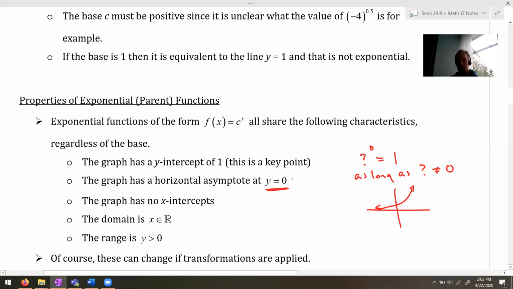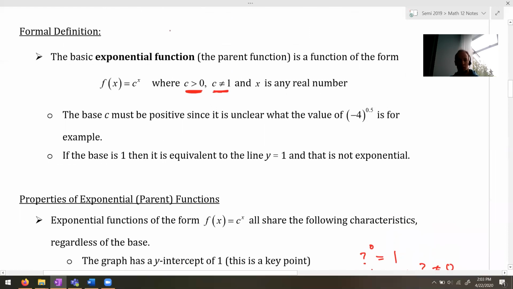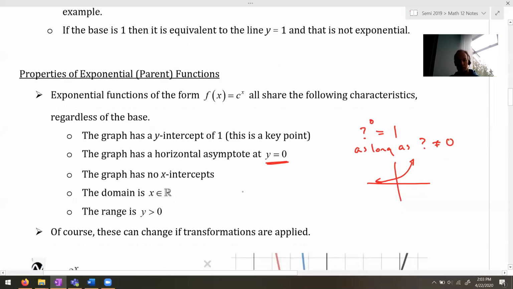The domain is x is all real numbers. That's the same thing we said up here. We said x is any real numbers. That's the exact same statement, so the domain is whatever you want. Then the range is, of course, y is greater than 0. So our graph's always going to be above the x-axis here, unless we start doing transformations.